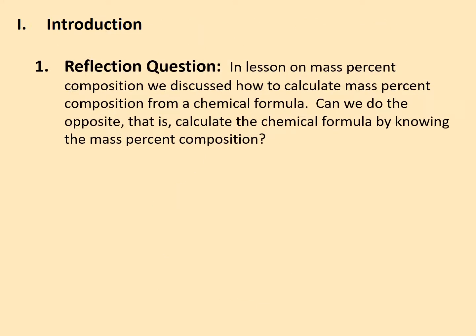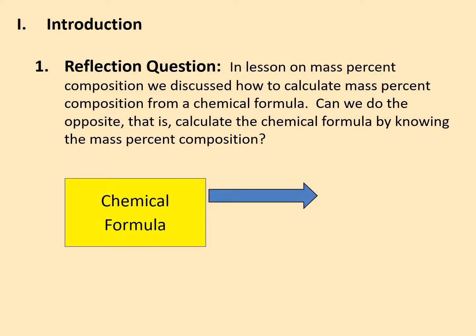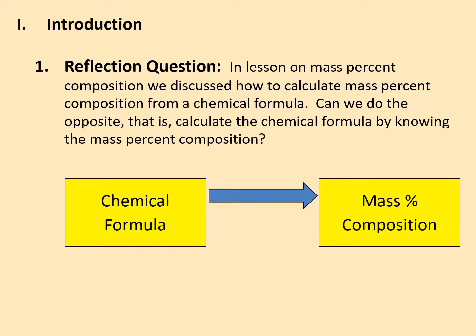In the last lesson on mass percent composition, we discussed how to calculate the mass percent composition of a compound from a chemical formula. So the question now is, can we do the opposite? That is, can we calculate the chemical formula by knowing the mass percent composition of the compound?